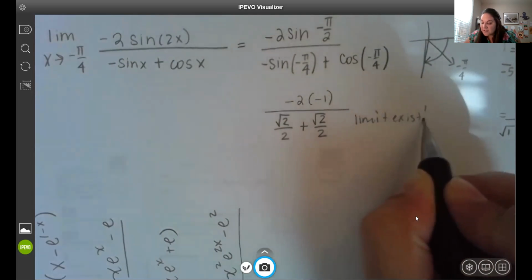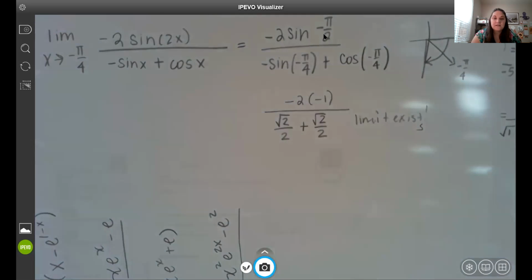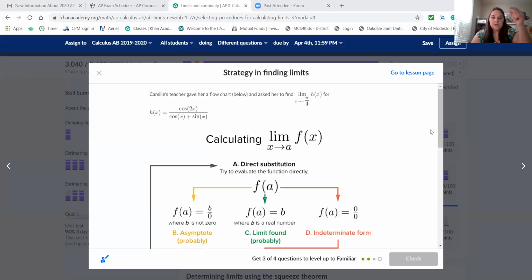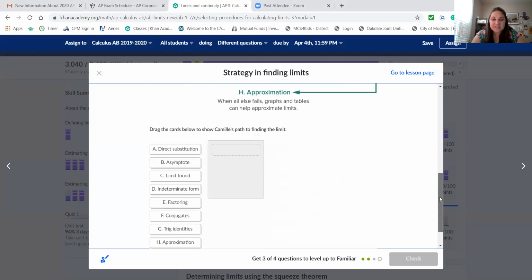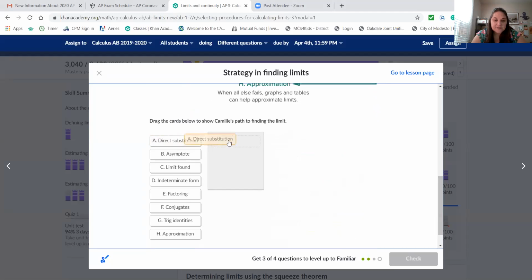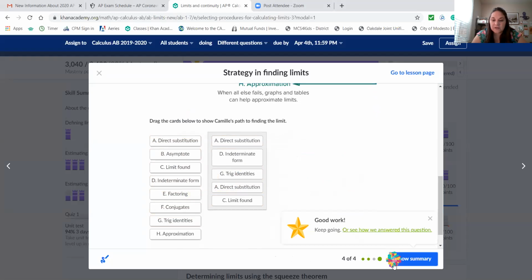And so let us see if that will move me forward on this scale here. It's trig, so I'm going to be able to use an identity with cosine 2x. What I did was use L'Hopital's rule to establish that the limit does exist. So direct substitution found me that it was the indeterminate form. I didn't use trig identities, but I'm pretending that I did. And after I used trig identities, I tried direct substitution again, and the result was that the limit was found.